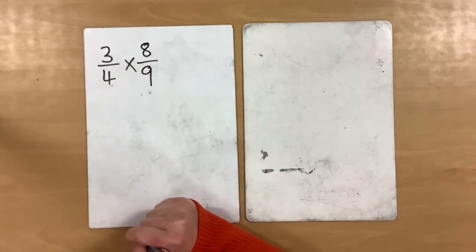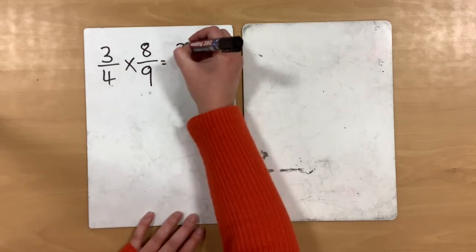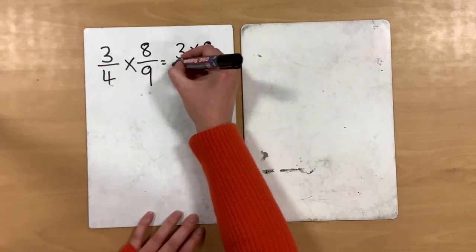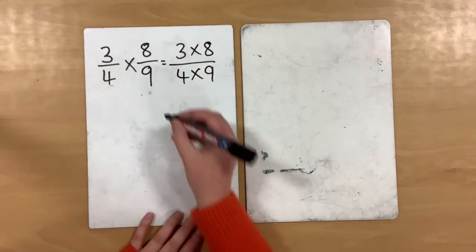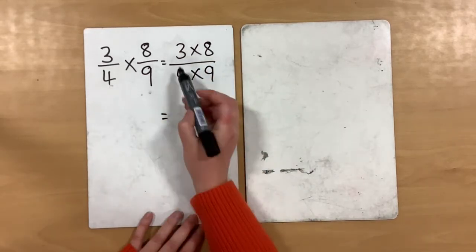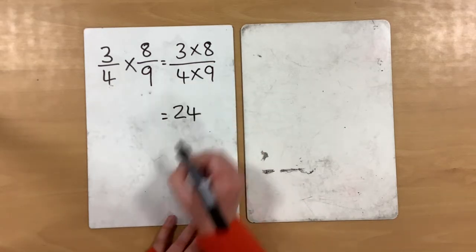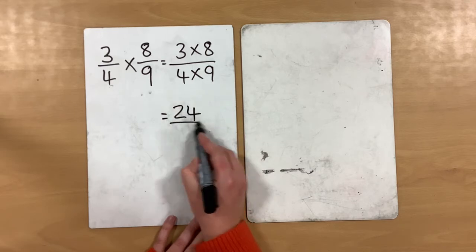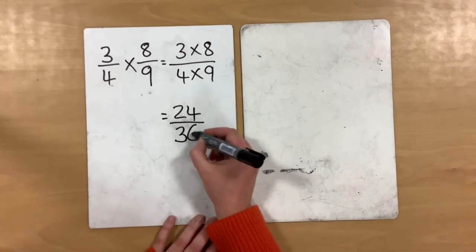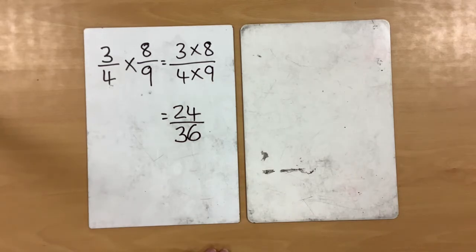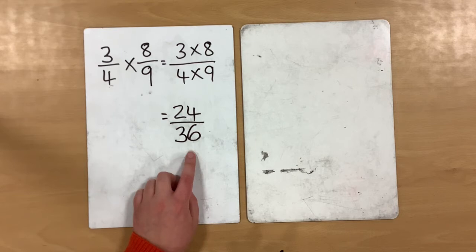Okay, so what we can do is simply, just like I've shown you before, multiply across for the numerator and the denominator. Okay, so if I did that, I would be doing 3 times 8 and 4 times 9. Okay, so let's work those out. 3 times 8 is 24. And then my denominator, 4 times 9 is 36. Okay, so the answer to 3/4 multiplied by 8/9 is 24/36.